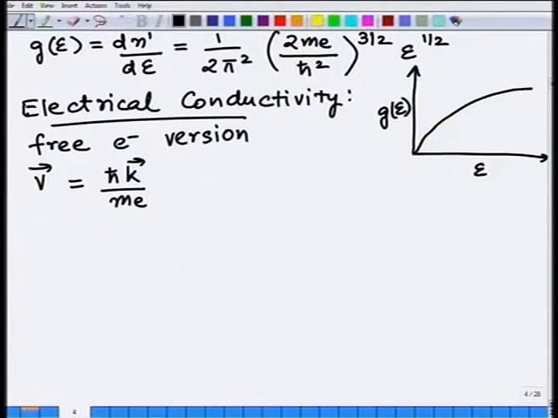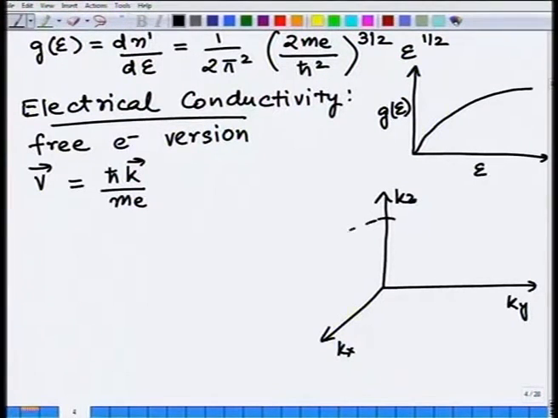Now, let us look at this. The way I am saying is that if you have all these k states, let us say kx, ky, kz, and there is a sphere up to which electrons are all filling up. All these electrons are filling up to this kf, and this is what kf is. So, up to here all these electrons are filling up.